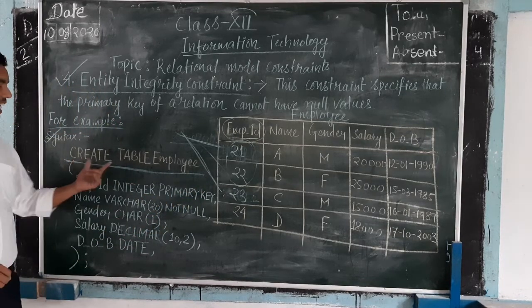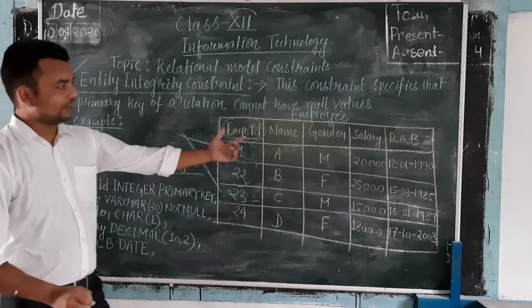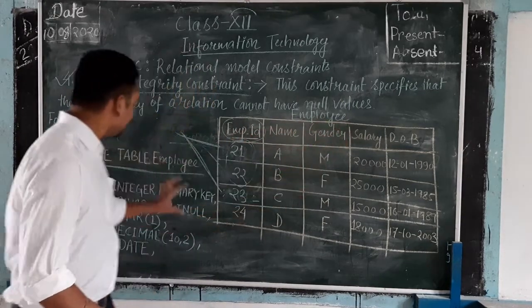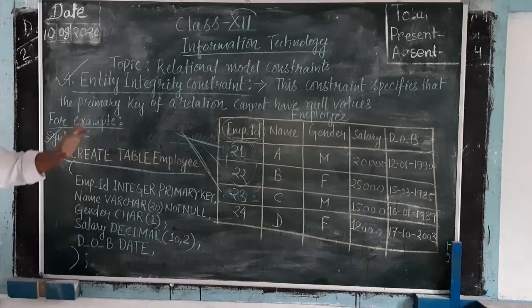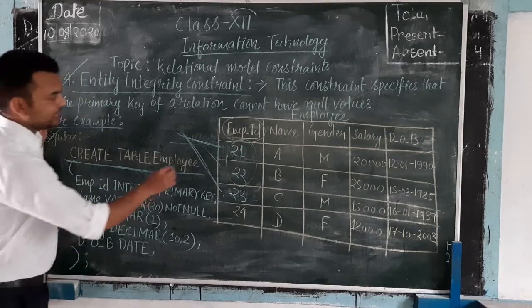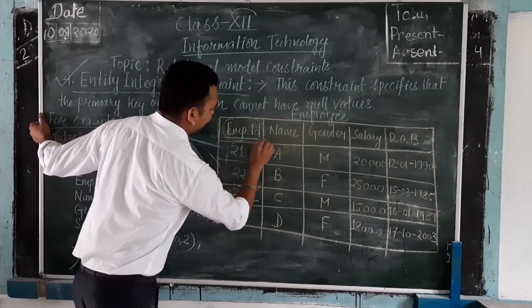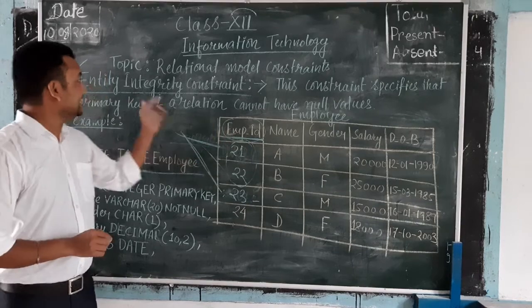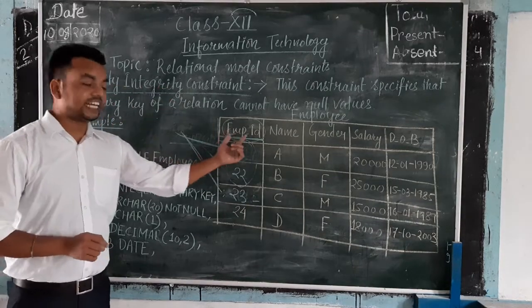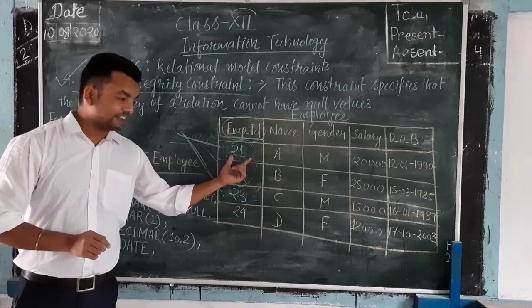So create table employee. We are creating a table with the name employee. Under this employee there are 5 fields, or 5 attribute values. Out of these 5 attribute values, we have declared employee ID as the primary key, and this primary key should hold the entity integrity constraint. That is, it cannot hold null values, and it cannot have duplicates.